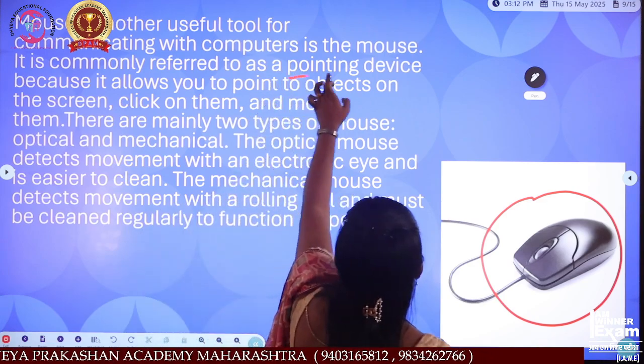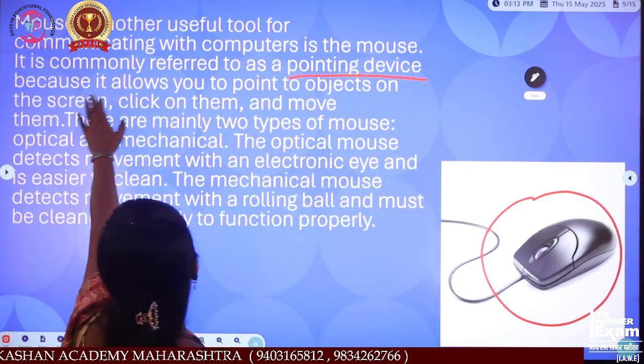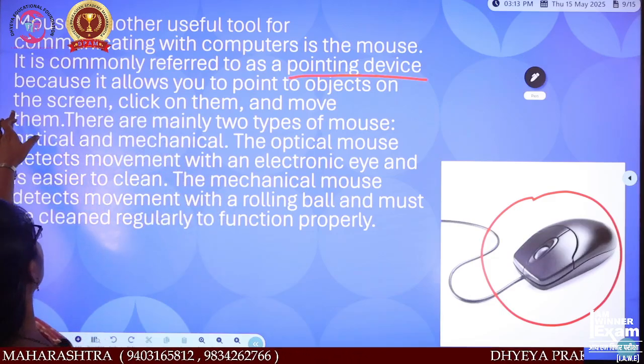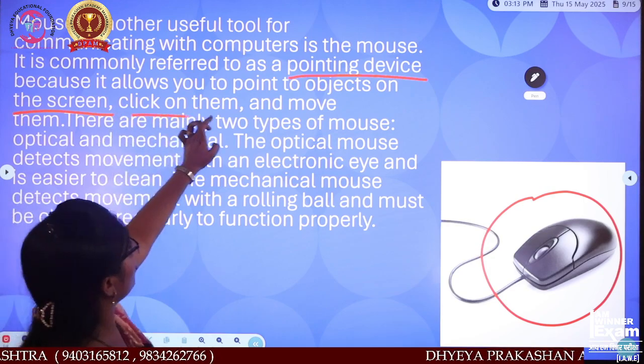It is a pointing device, because it allows you to point to objects on the screen and click on them.